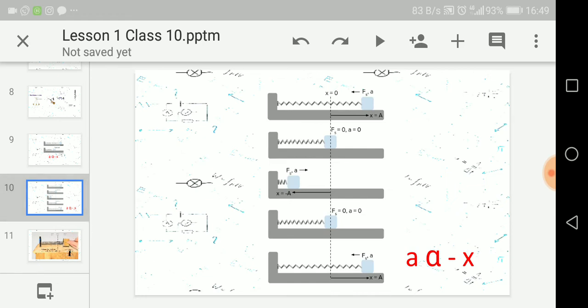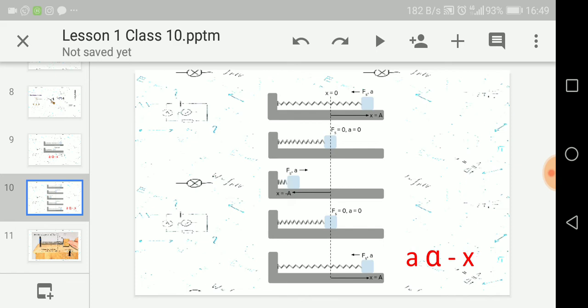In the first figure, the topmost, we see that the spring is plucked and the mass is moved to a rightward position. Since the spring has a property of elasticity that you've studied in class 9, it will pull the mass to regain its original shape.